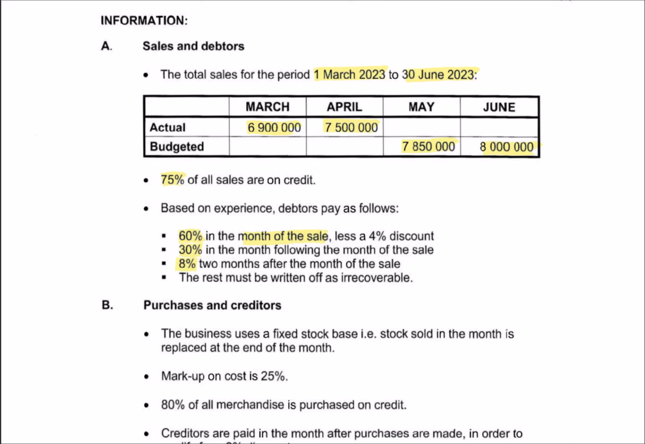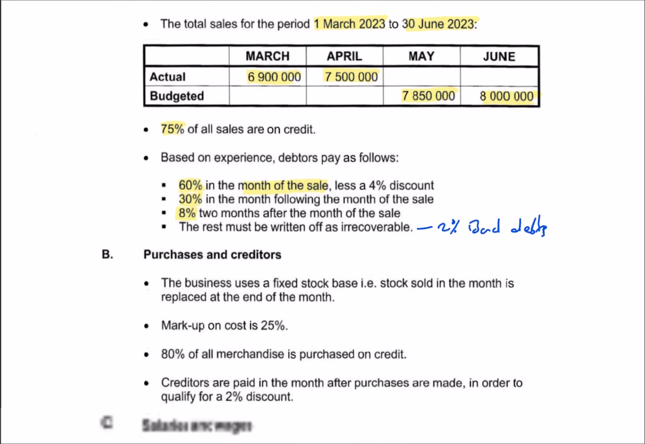So you calculate the percentage. That's 60 plus 30, that's 90, plus 8, that's 98. Then 2% is what? Bad debts. Right? So 2% here will be bad debts. That should be easy, straightforward to calculate.